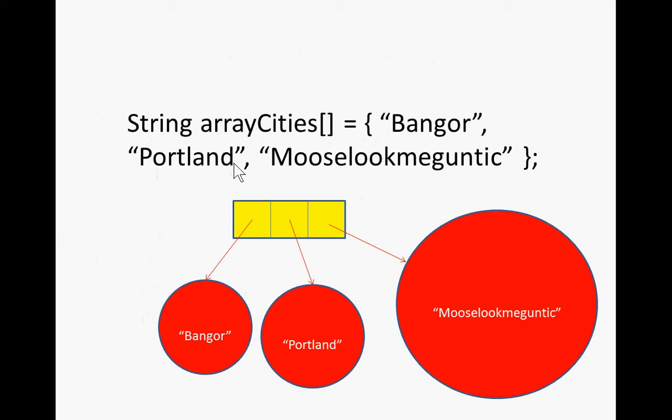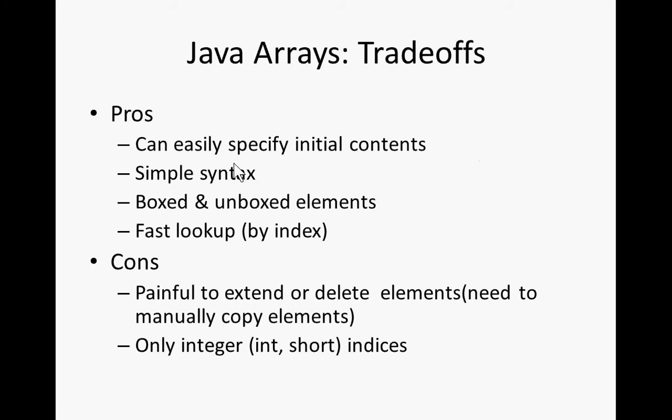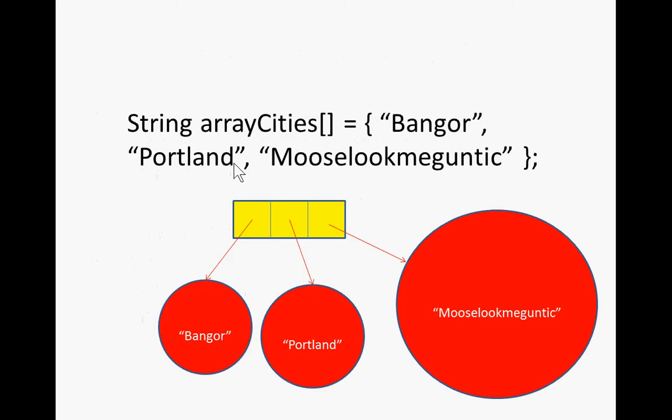So if you had this and you wanted to add Augusta, or sorry, add Brunswick to Maine, you'd have to go create a new one. Suppose you want to add Augusta and Brunswick. We'd have to create a new one of size 5, and then copy one, and point it to Augusta, and point it to Brunswick. So that's kind of a pain. And you have to look things up by int. I can't look it up by a name. I can't say, find me the entry for Duncan directly. There's no built-in way to do that.